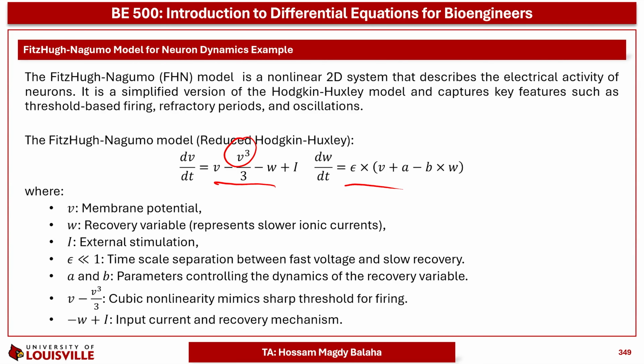It's two equations, as noted. The first one is dV by dt, where V is the membrane potential, equals V minus V cubed over 3 minus W plus I. W is the recovery variable, and it represents slower ionic currents. I is external stimulation, and the other equation is dW by dt equals epsilon, where epsilon is the time scale separation between fast voltage and slow recovery, multiplied by V plus A minus P multiplied by W. A and P are parameters controlling the dynamics of the recovery variable.